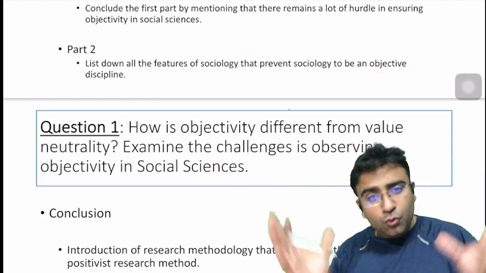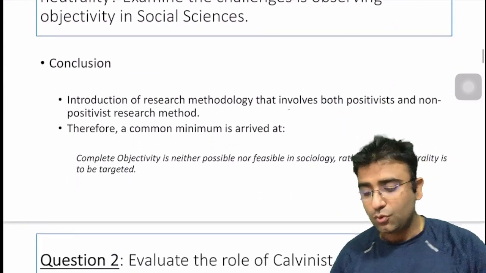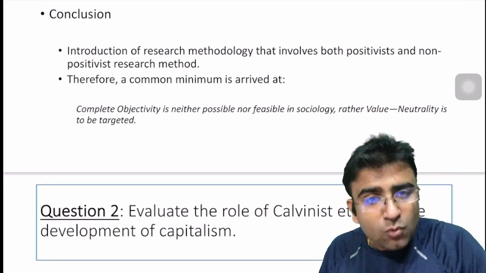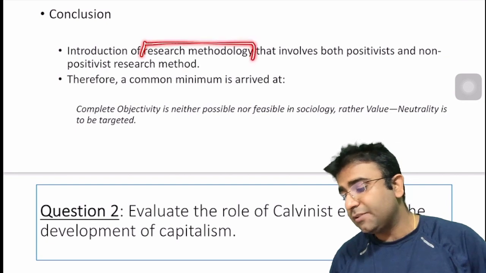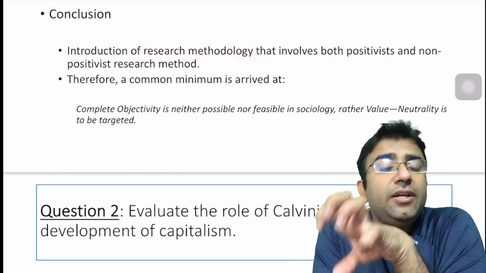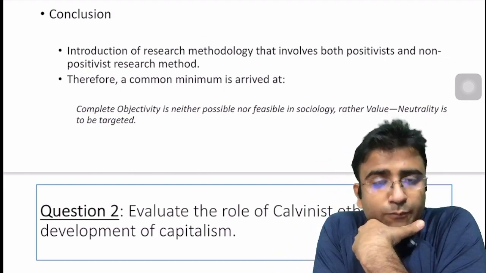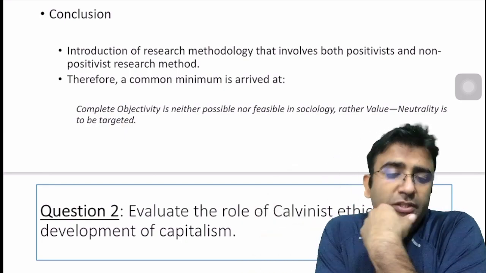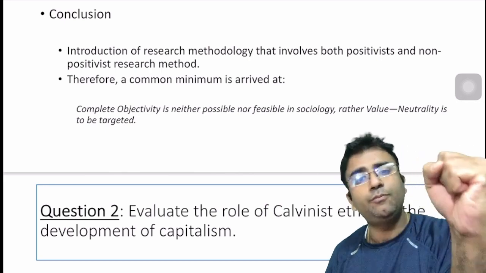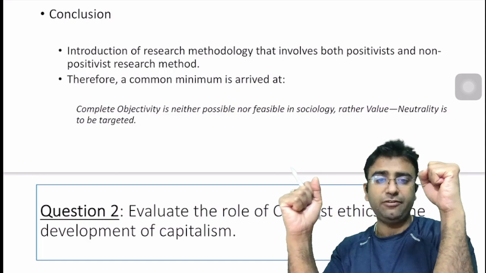Now you have proved the requirement of the question here, and now you can switch to conclusion. In the conclusion, you are going to expound upon the research methodology that is practiced today in sociology. So today you will say that the research methodology of sociology is neither purely positivist nor purely non-positivist. That is, we have come to a common conclusion that perfect objectivity is not possible, and we cannot say that sociology is a perfectly subjective discipline.